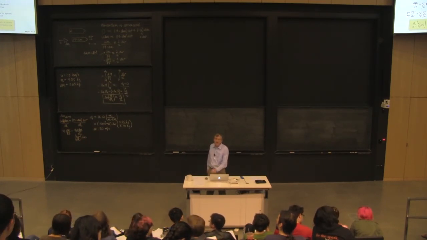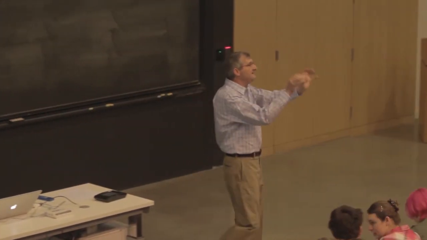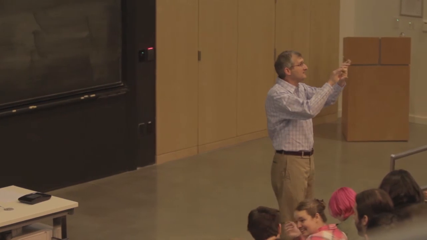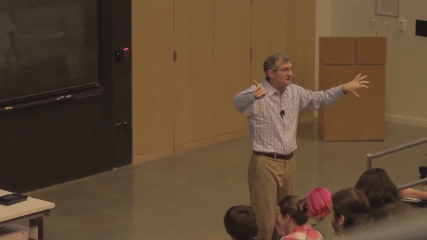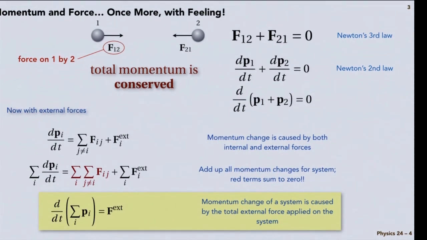But it says, if you want, pick any system you like. Having identified what your system is, now some things are inside and some things are outside. This tells you the rules for how to add up the consequences for the inside and the outside influences.